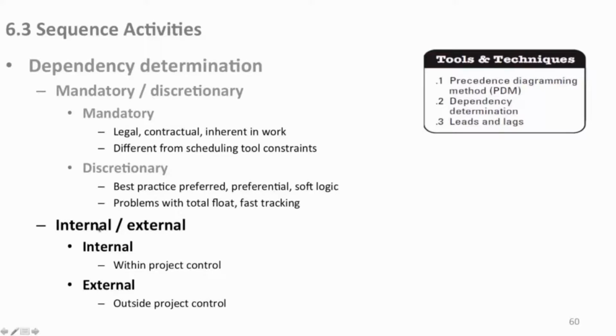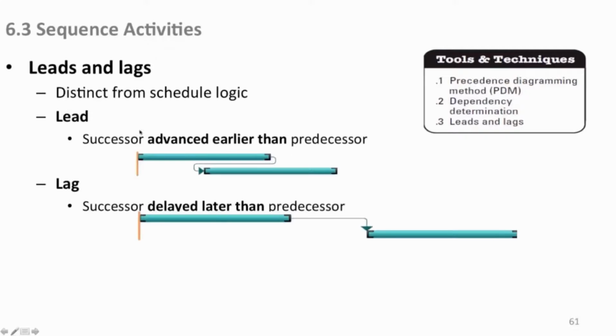You have internal and external dependency determination issues. Internal is within your project control; you can manage these dependencies. External, like an imposed date from a government mandate or something, you have no control over. External. So here are leads and lags.